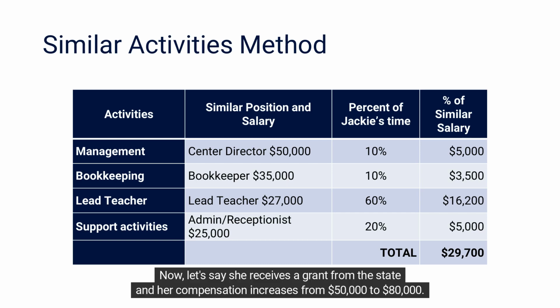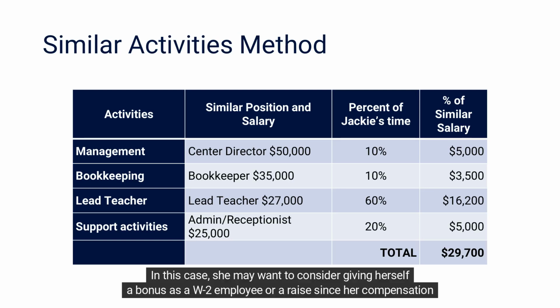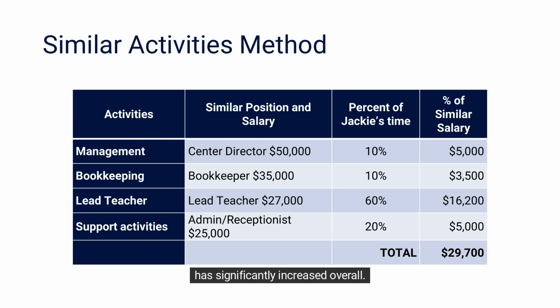Now, let's say she receives a grant from the state, and her compensation increases from $50,000 to $80,000. Now, our $26,000 is only 32% of her total compensation. In this case, she may want to consider giving herself a bonus as a W-2 employee or a raise, since her compensation is significantly increased overall.